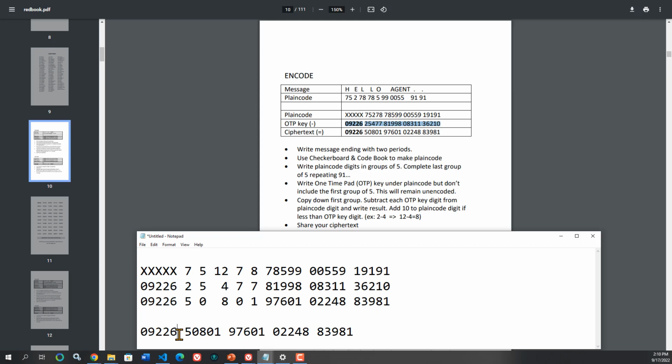And remember that these first 5 digits are the same as the first 5 digits of the one-time pad, and that is how the person receiving the message knows to look up and find that exact pad so that they know what numbers to write here. And this is just a simple subtraction problem for each of the digit columns as we go across, and that's how we get our ciphertext.